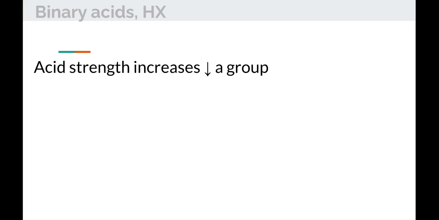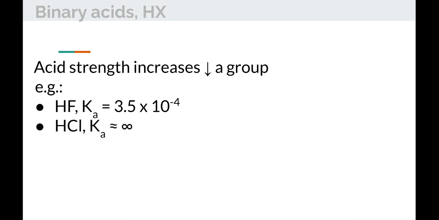The first type of acids we're going to look at is binary acids. The general formula for this is HX, where X is some nonmetal that isn't H. A trend is that acid strength increases as you go down a group. Here's an example using the halogens. HF, Ka is 3.5 times 10 to the minus 4. But then when you get down to HCl and HBr and HI, their Kas are very, very large. So the acid strength is increasing as you go down a group. You can see by the value of Ka.